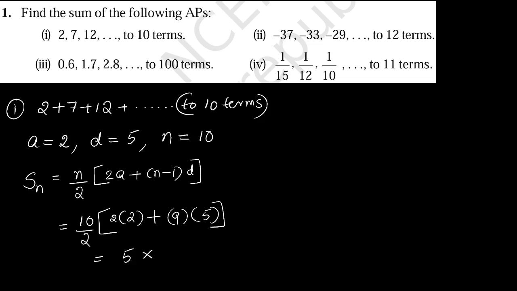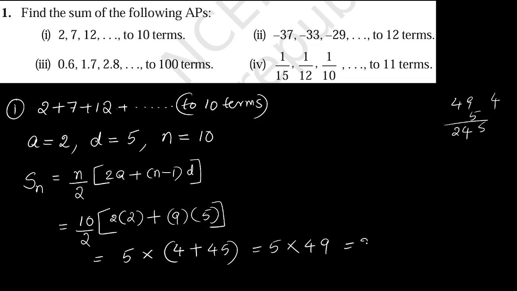5 into, then bracket. 2 into 2 is 4. 5 into 9 is 45. 5 into 49 you will get. I don't want to spend more time for this kind of calculation. 5 into 49, let me do the multiplication. So 245. Yes, 245 is the sum.